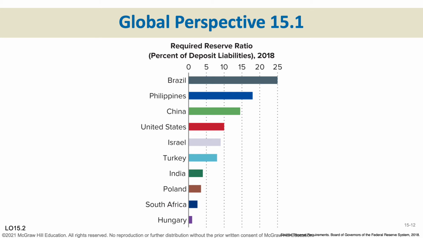Just different required reserve ratios in different countries. It's just kind of interesting to see where we fall. The higher the required reserves, the less the banking system will be able to create money. The lower the required reserves, the more money the banking system can create by loaning money out.